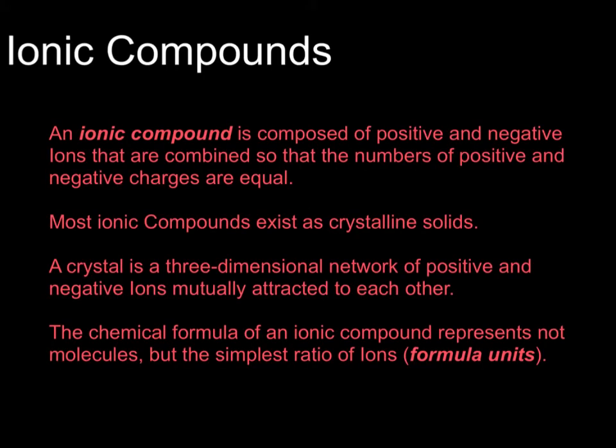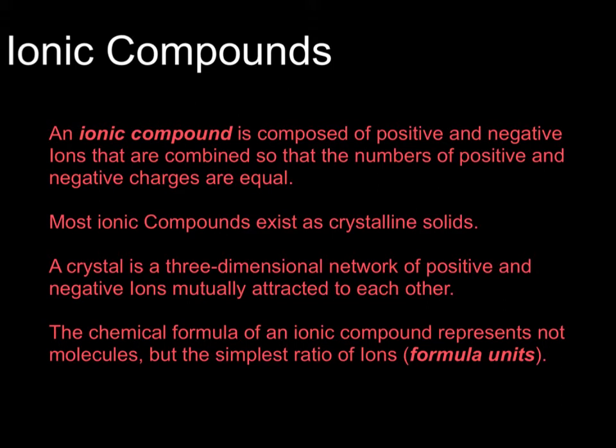This screencast is on ionic bonding, or bonding that occurs between a metal and a nonmetal. An ionic compound is made of positive and negatively charged ions that are combined so that the numbers of positive and negative charges are equal.